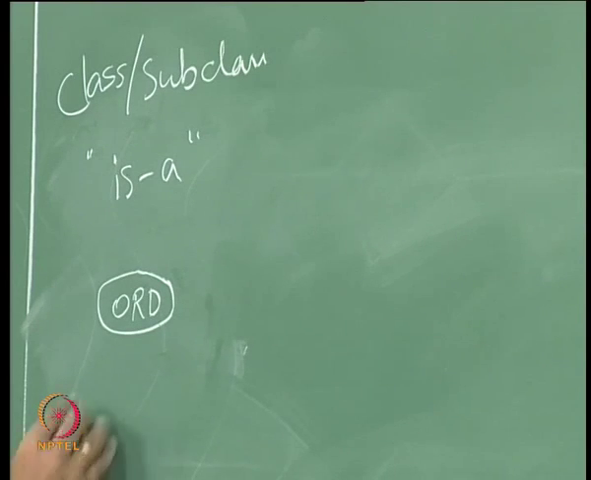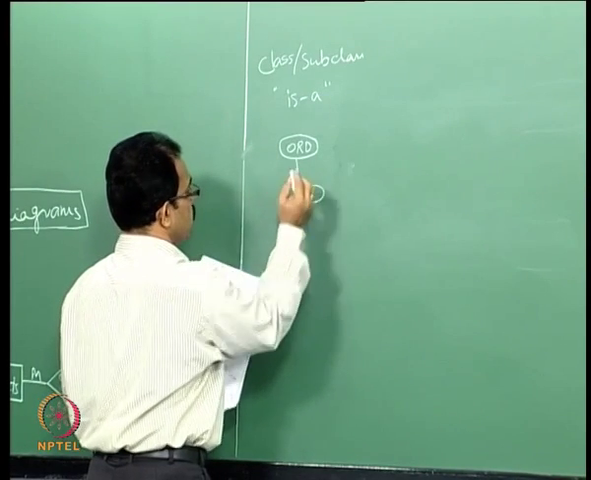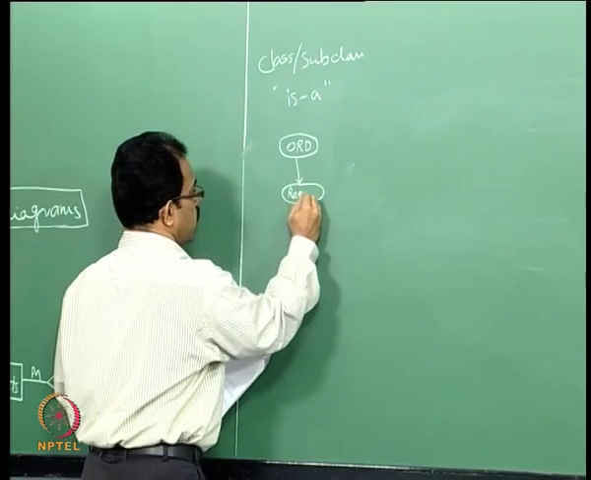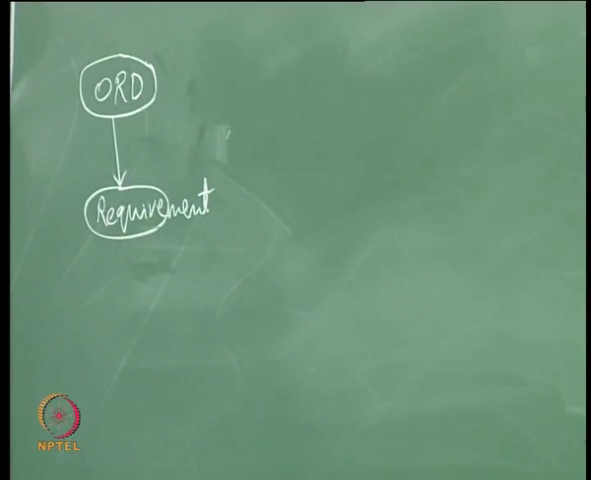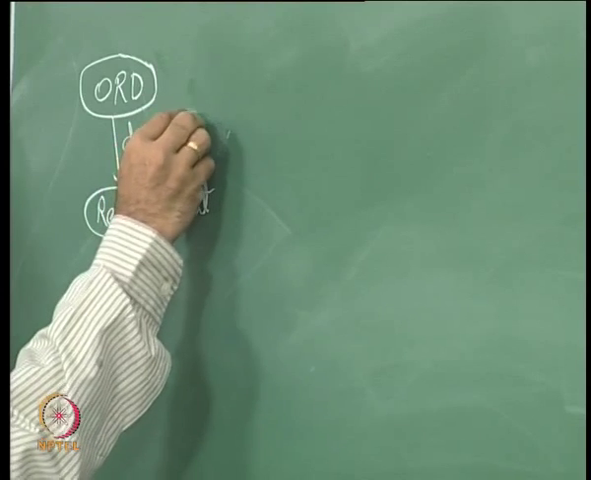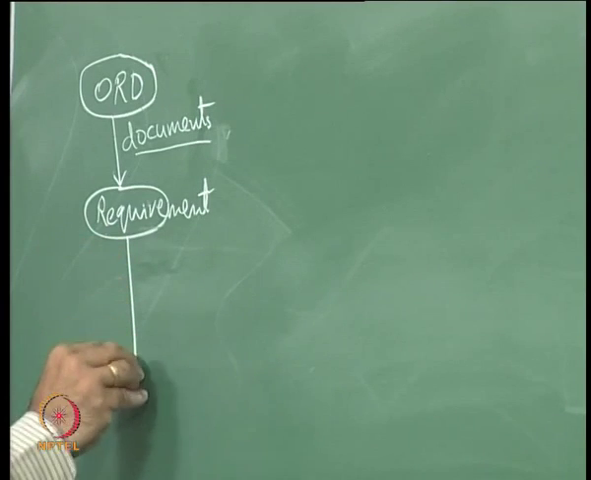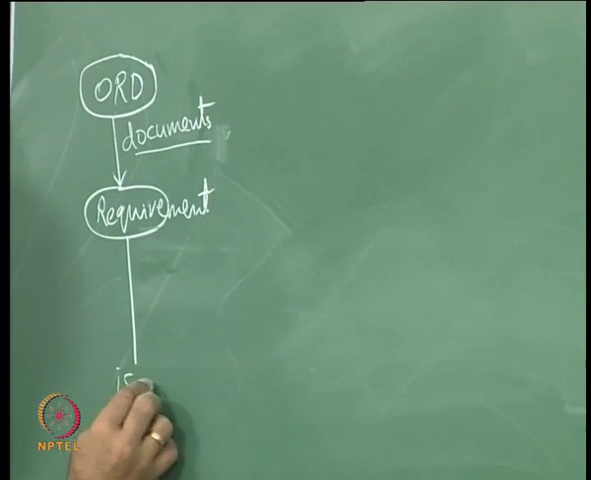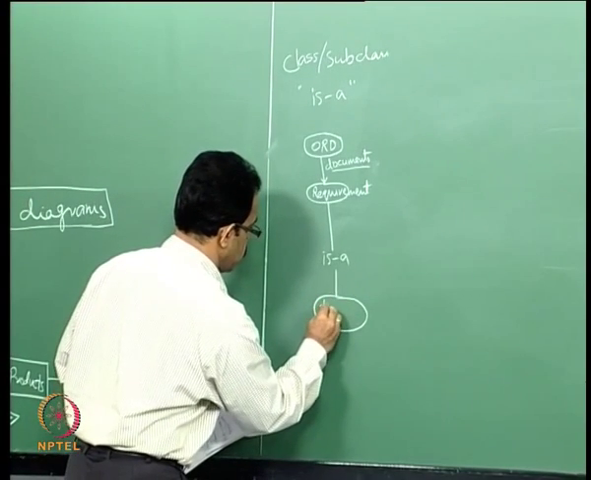So, the ORD will give you the requirement. The relationship between ORD and the requirement is represented by this. So, this is the requirement. The relationship between ORD and requirement is that ORD documents the requirement. So, ORD is an entity, requirement is an entity, and the relationship is given by the document. So, ORD documents the requirements, and then another entity is, we can write it as a trade off requirement.